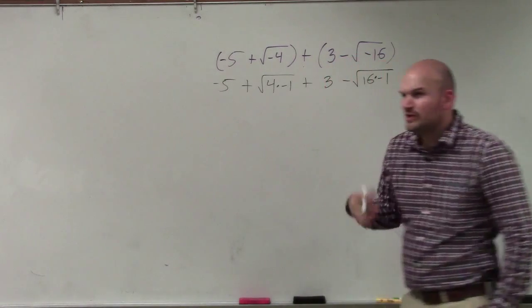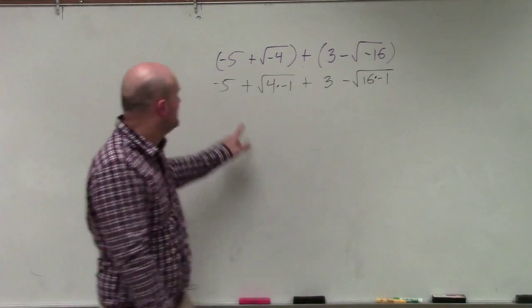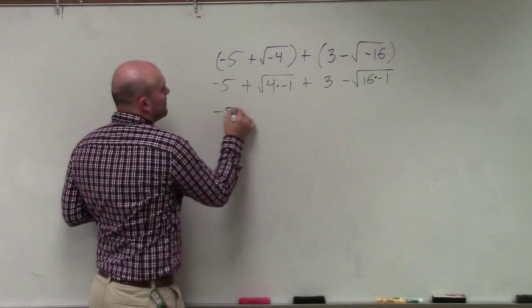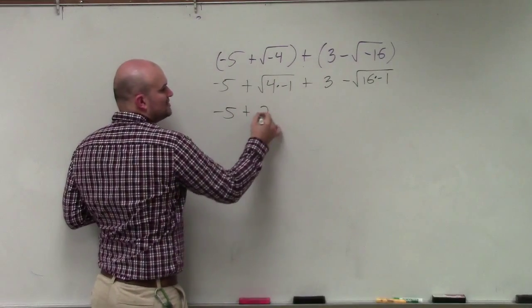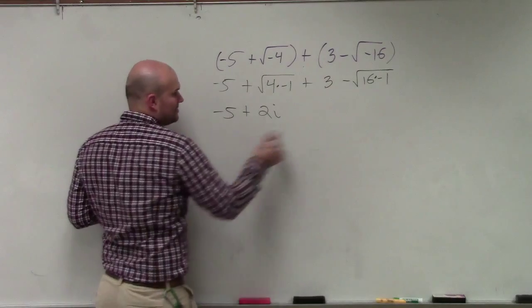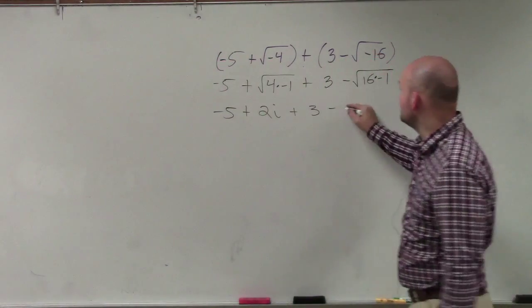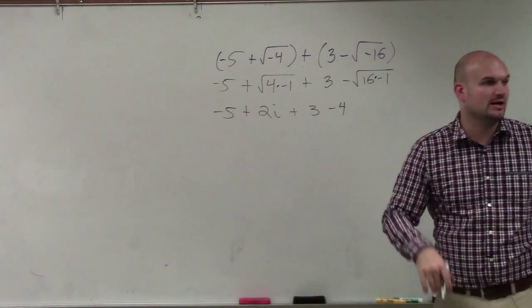Does everybody follow me? We don't really need the parentheses at all. The parentheses aren't really helping us do anything. So in this case, I have -5 plus the square root of 4, which is 2. The square root of -1 is where we got i. That's where i came from. Plus 3 minus the square root of 16, which is 4, and the square root of -1 is i.